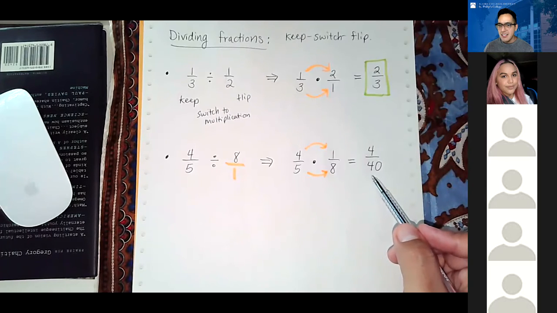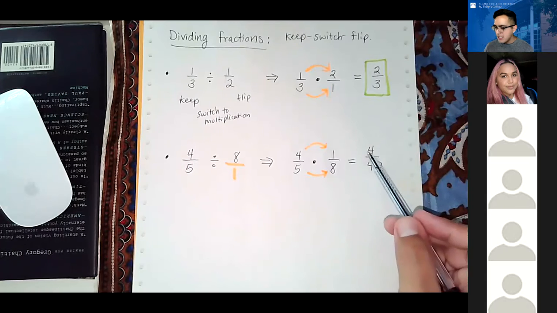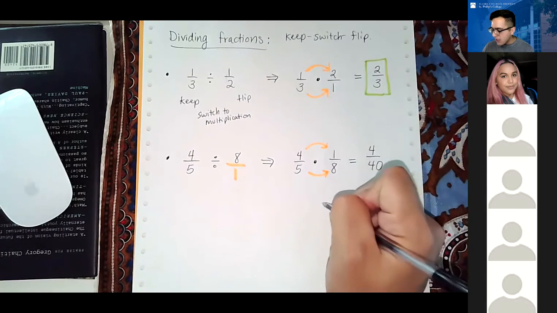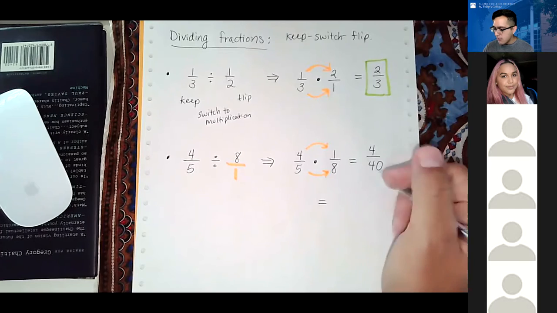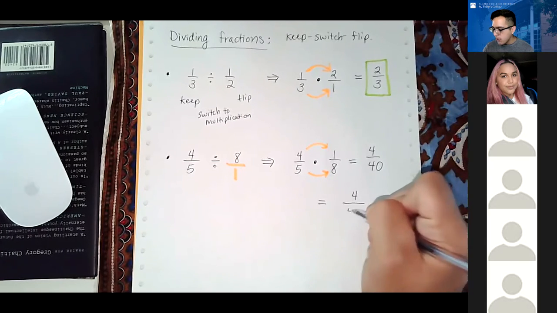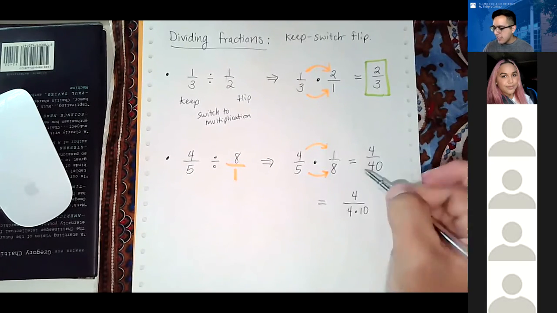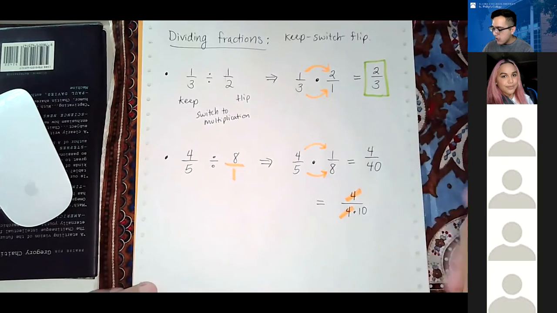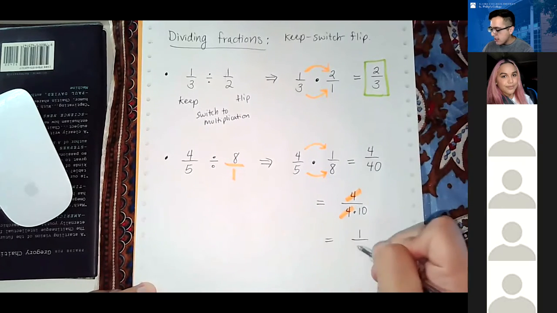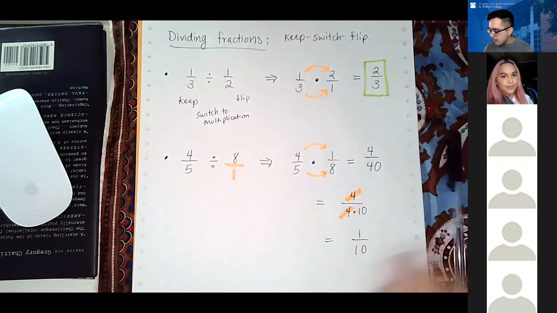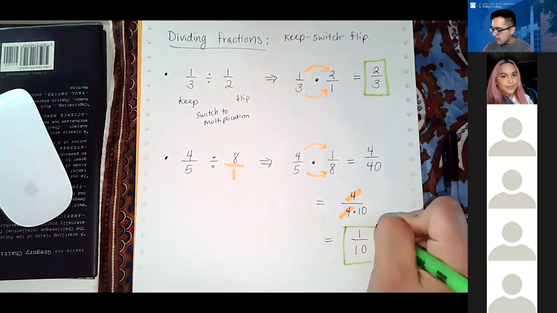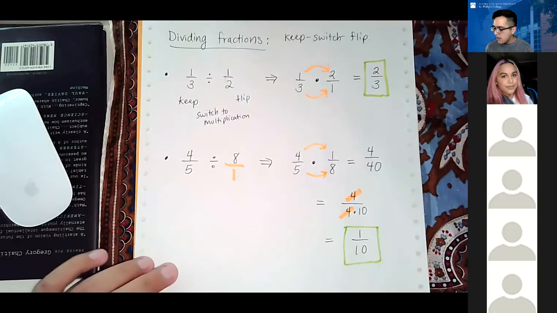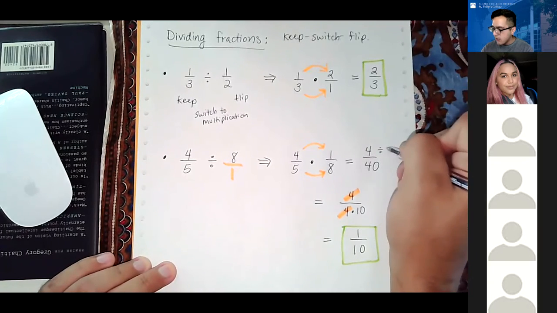Yeah, so we could simplify this because these both have a common factor of 4. I like to write out the common factor or write the factors as a product. So we could have 4 over 4 times 10 right here at the bottom. And then the common factor of 4 will cancel out. So we should have 1/10 at the end. Right, but that's the same thing as dividing out the 4.